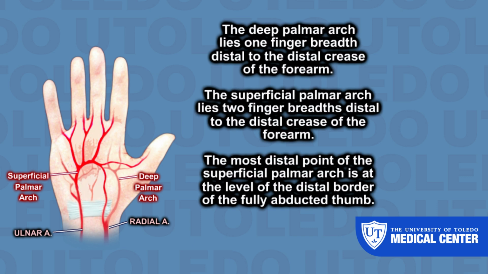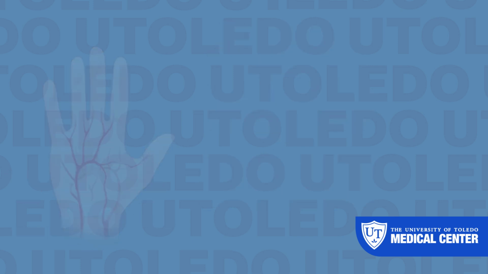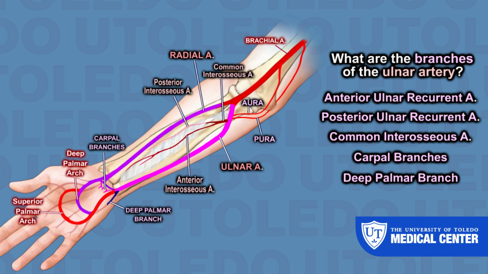The deep palmar arch lies 1 finger breadth distal to the distal crease of the forearm. The superficial palmar arch lies 2 finger breadths distal to the distal crease of the forearm. The most distal point of the superficial palmar arch is at the level of the distal border of the fully abducted thumb. Here you can see the branches of the ulnar artery: the anterior ulnar recurrent artery, the posterior ulnar recurrent artery, the common interosseous artery, the carpal branches, and the deep palmar branch.